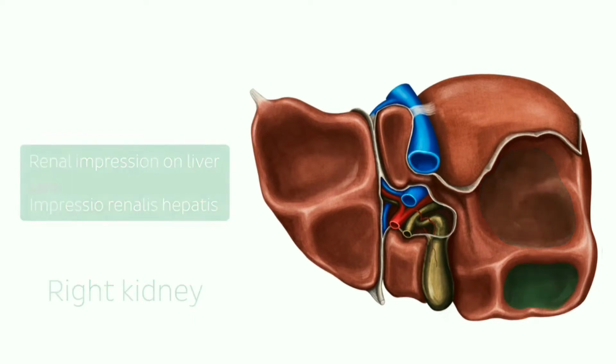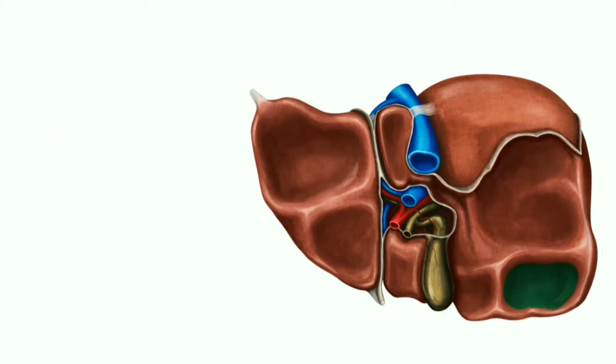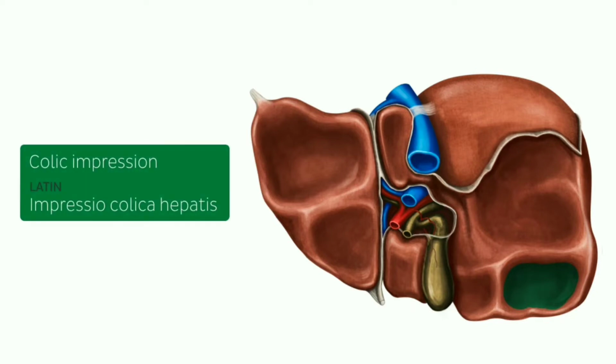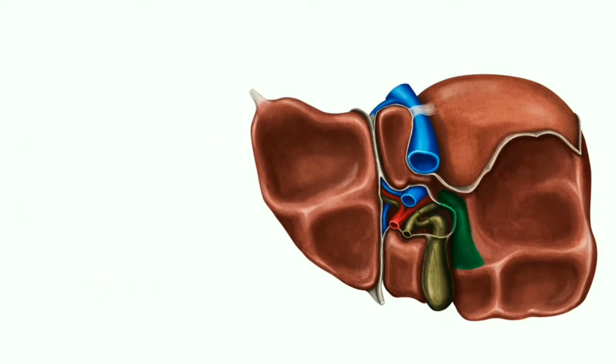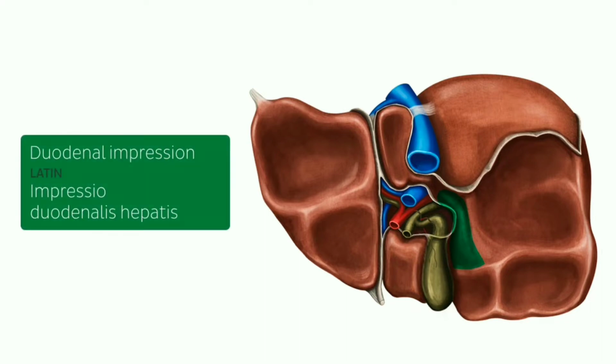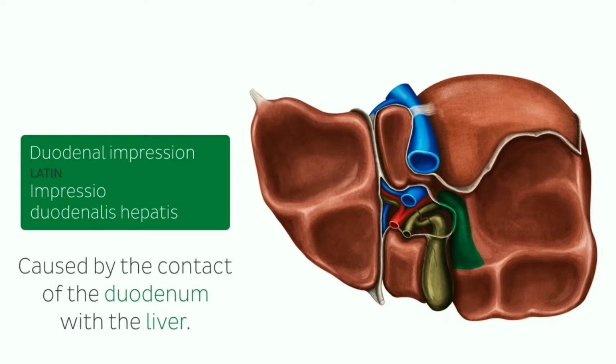The second impression that can be seen on the inferior surface of the liver is the colic impression. This impression, seen here highlighted in green, is caused by the contact of the colon with the visceral surface of the right lobe. Also on the inferior surface of the right lobe of the liver, adjacent to the neck of the gallbladder, we see another indentation or impression, caused by the contact of the duodenum with the liver. This is known as the duodenal impression.